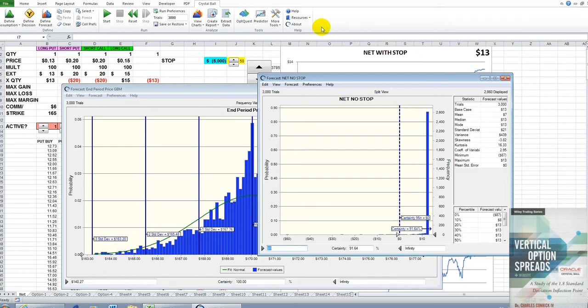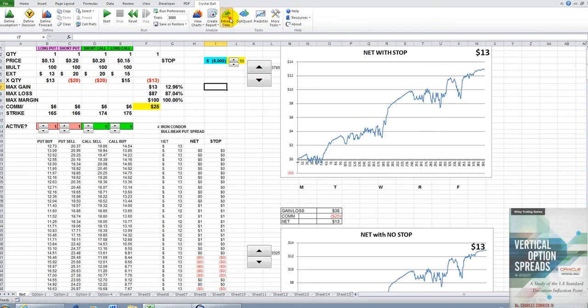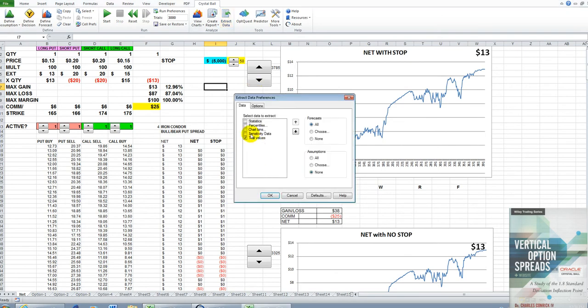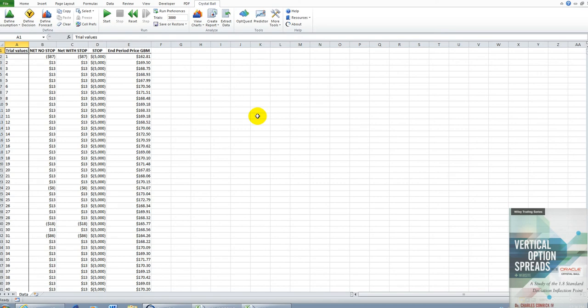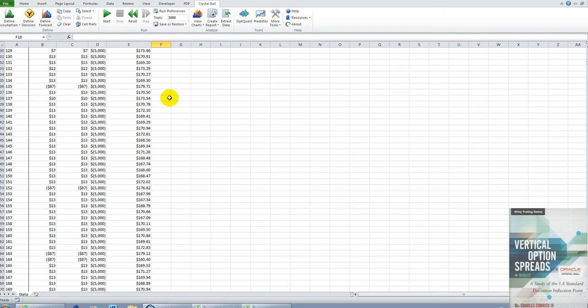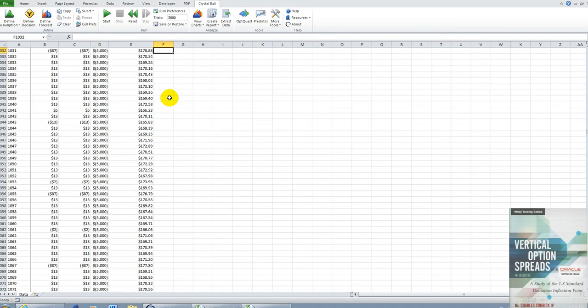In fact, we can even go and extract the data. I'll show you what I mean by that. If we extract the data and we want to look at all the trial values, Crystal Ball will actually tell us, all right, here's all 3,000 trials. So I'm just going to scroll down here so you can kind of get an idea of the magnitude of the analysis that I'm discussing. I'm scrolling down and I'm going to stop at, say, 1,500.